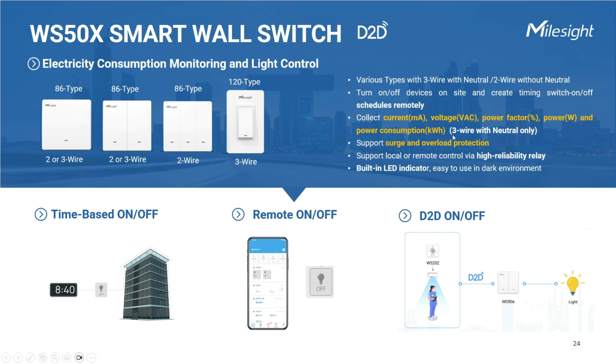Please make sure you pick up the version of 3-wire with neutral to collect the electrical parameters, because 2-wire version can't make it happen. Lastly, the interoperability powered by LoRaWAN technology means the switch can collaborate with other Milesight sensors, such as the WS202 sensor, to automatically turn off the lights when no one is physically present at the location.